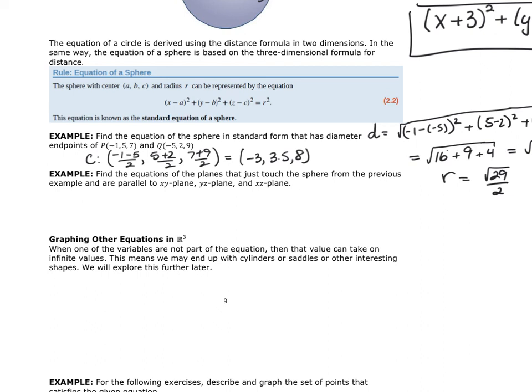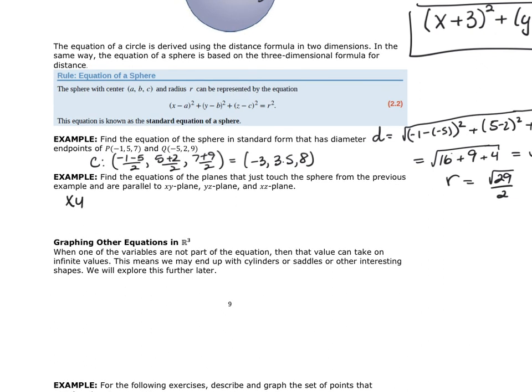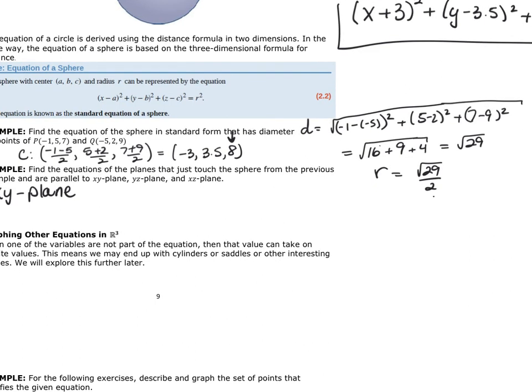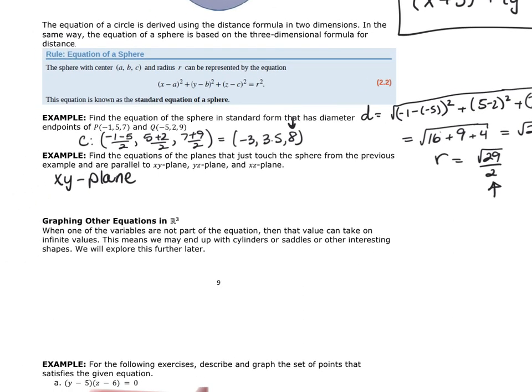Find the equations of the planes that just touch the sphere from the previous example and are parallel to the xy plane, the yz plane, and the xz plane. So we're going to start with the xy plane. I'm only going to do this first one because they're all going to be the same. I'm going to pay attention to the center for the z part, and I'm also going to pay attention to the radius. For the xy plane, it's going to be z is equal to my center, which is 8, plus and minus the square root of 29 over 2. That will give me a plane that's touching it on the top and a plane that's touching it on the bottom of the sphere.